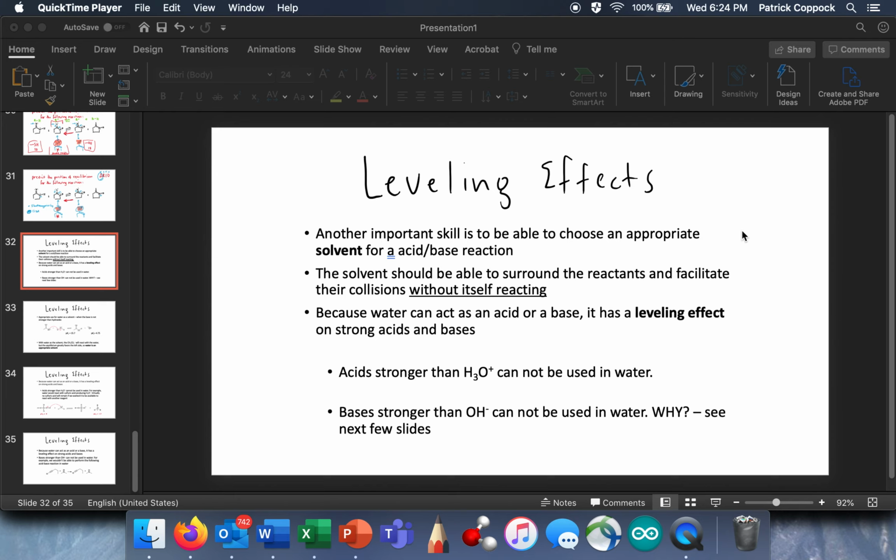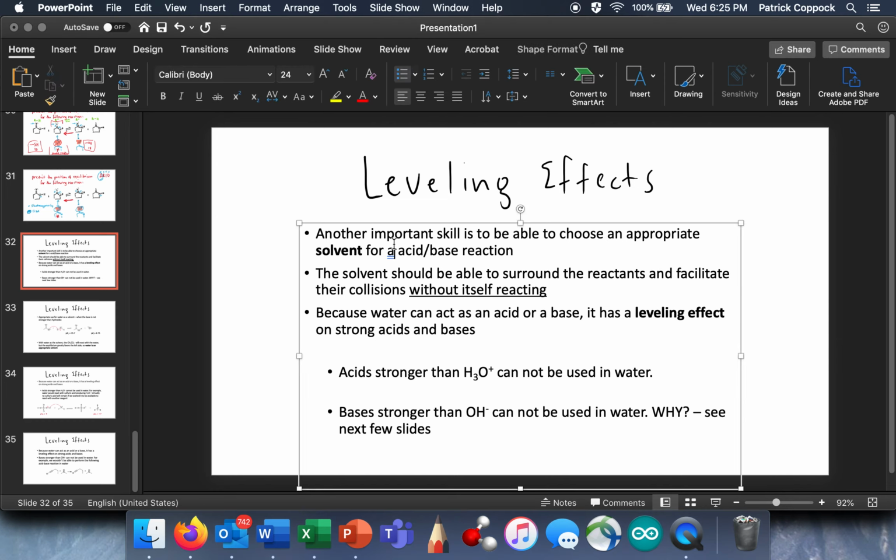Okay, so we have something in organic chemistry in terms of choosing solvents that's called leveling effects. And we are going to probably memorize most of the solvents that we use, so it's not a really big deal. But since we have an easy tool available to us, and that is our understanding of acidity, we want to talk about why we choose the solvents that we use.